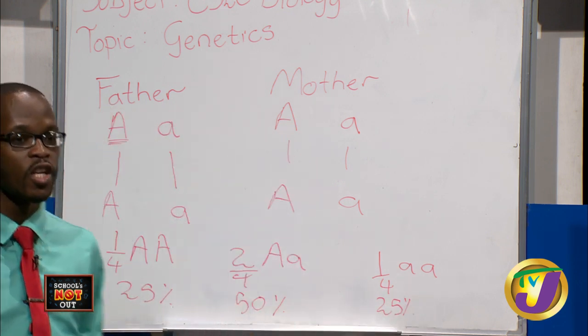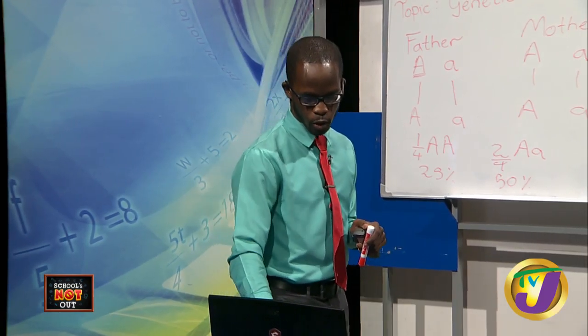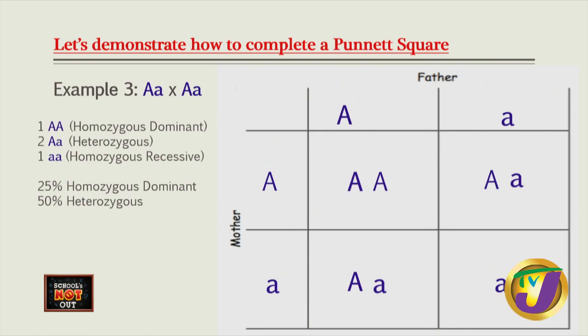So our genotypic ratio would be 25% homozygous dominant, 50% heterozygous, and 25% homozygous recessive. Genotypic ratio, 1 to 2 to 1.